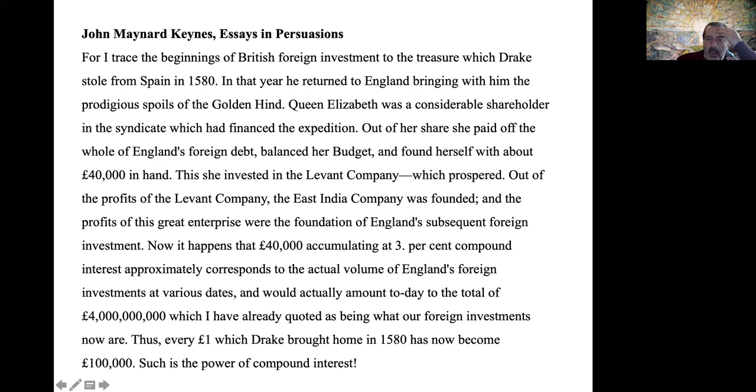This she invested in the Levant Company, which prospered. Levant Company is the company that organized the trade with the Levant. Levant means Eastern Mediterranean, including the Ottoman Empire. So there have been two important companies like that. One was this Levant Company. The other was the East India Company. The East India Company was about the East Indies, the rest of the world. And in that famous movie, remember, the Pirates of the Caribbean, yes, the company is the East India Company.